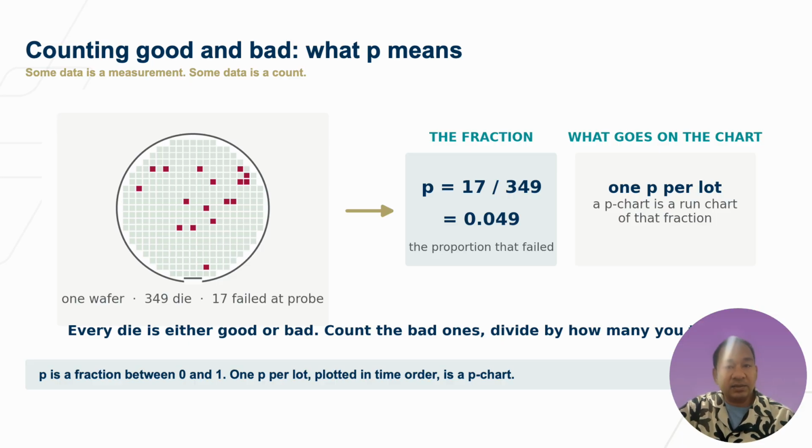Now turn that into one number. 17 failures divided by 349 die tested gives 0.049. That is P. The fraction that failed, 4.9%. P always lands between 0 and 1, and it is a proportion of whatever you tested. You get one P per lot. Plot those in time order, add a center line and limits, and you have a P chart. It is a run chart of a fraction. That P stands for proportion. That is the whole name.